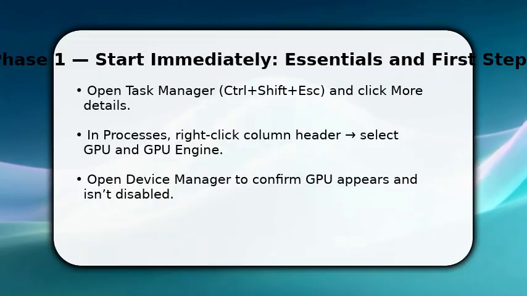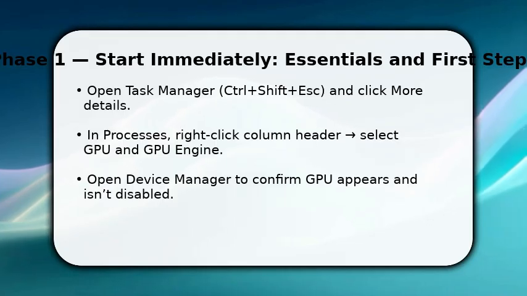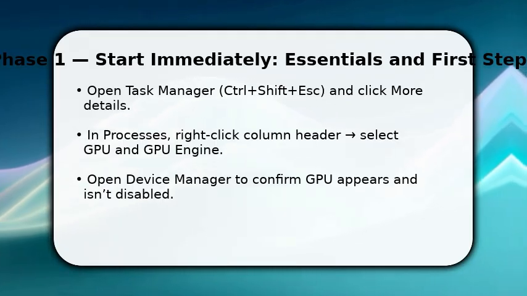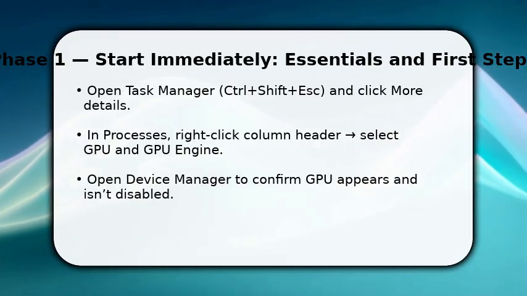You start by opening Task Manager and expanding to more details. This reveals hidden columns that show GPU usage. Once done, right-click any column header and enable GPU and GPU Engine to surface the data you need.